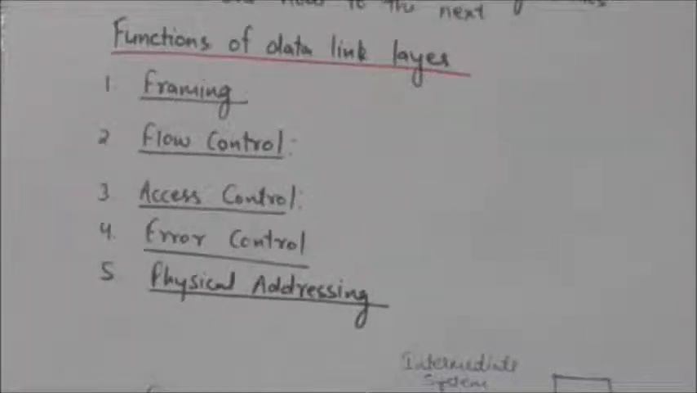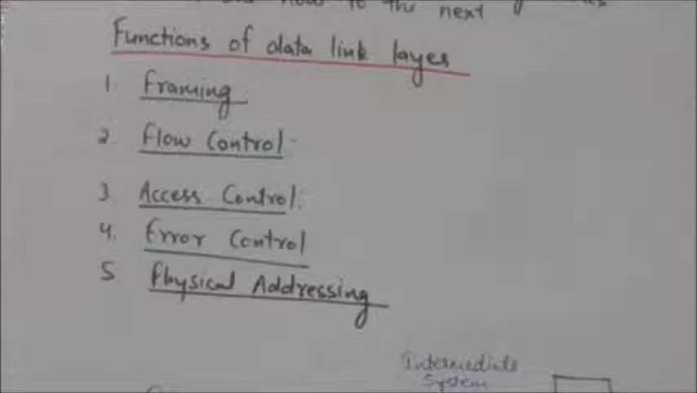Now, another functionality of the data link layer is error control. This data link layer adds reliability to the physical layer, right? Now how does it add reliability to the physical layer? It adds reliability by providing a mechanism to detect damaged or lost frames and retransmit them, right? It provides a mechanism for that.